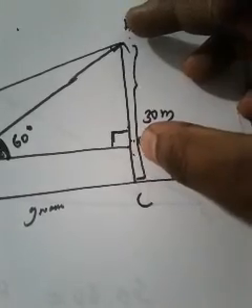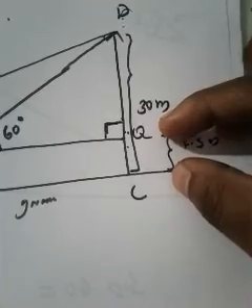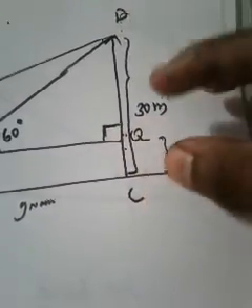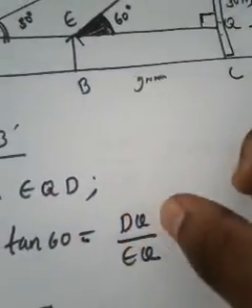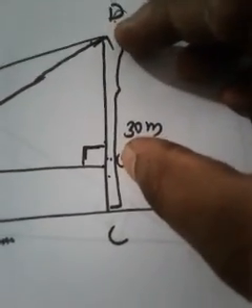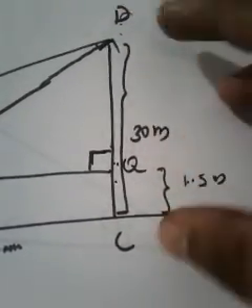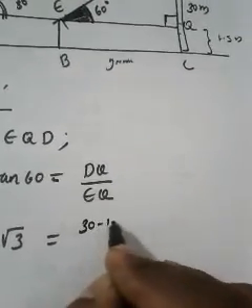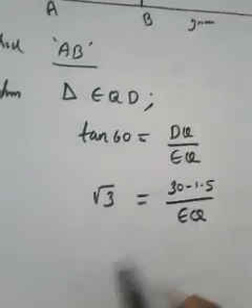And from the figure it is very clear that DQ is nothing but DC minus QC, or this much is nothing but this much minus this much. How we will get this much? We need DQ, no? And what is DQ? DQ is this much. This much is nothing but the total minus the smaller portion will give you DQ. What is total? 30. And what is this? 1.5. So DQ is nothing but 30 minus 1.5. And EQ is not given, so let it be EQ itself. Any problem? No.